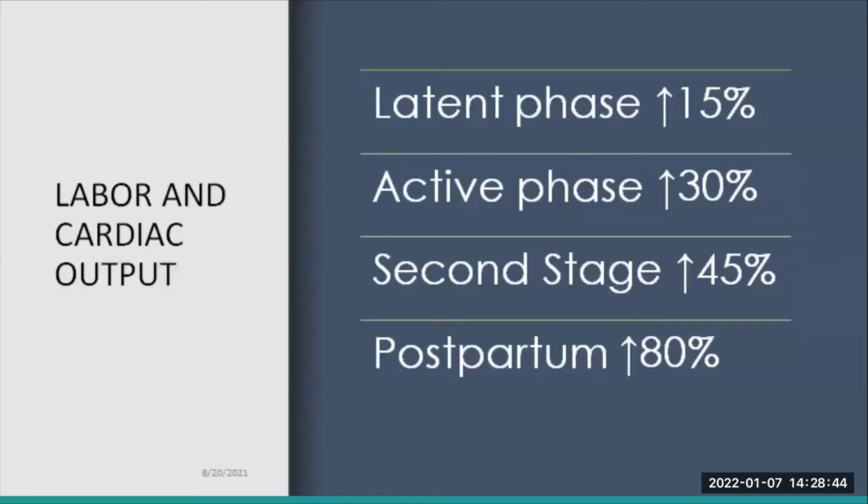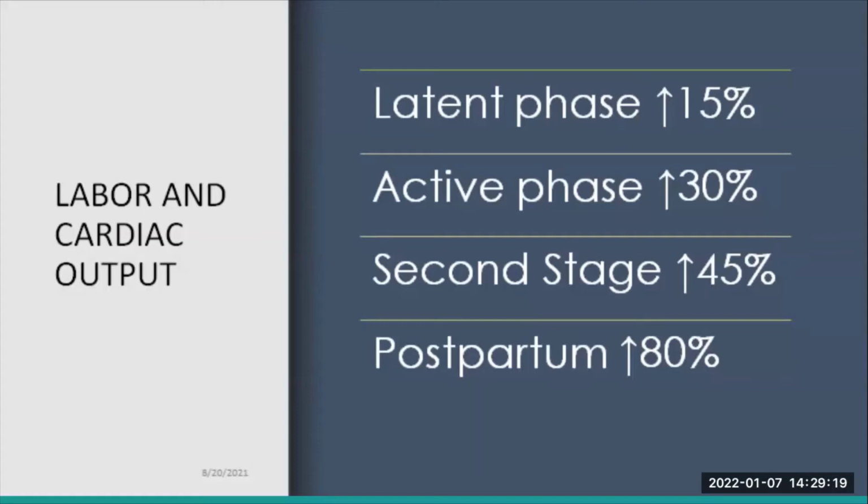The first stage of labor is divided into two phases, which we call the latent phase and the active phase of labor. During the latent phase, there is an increase in cardiac output of about 15%. During the active phase, the cardiac output increases up to about 30%. The latent phase is generally between about 3 to 4 centimeters dilatation of the cervix.